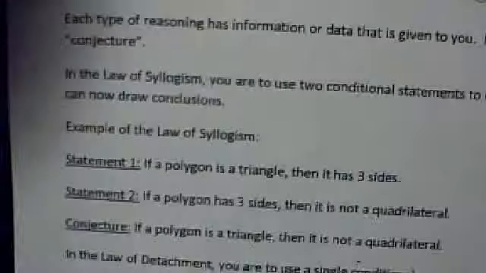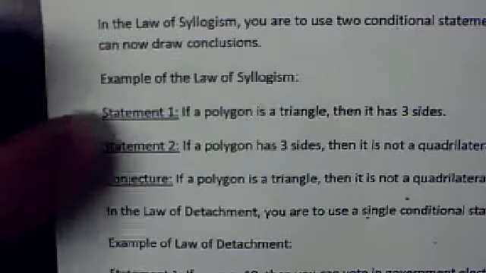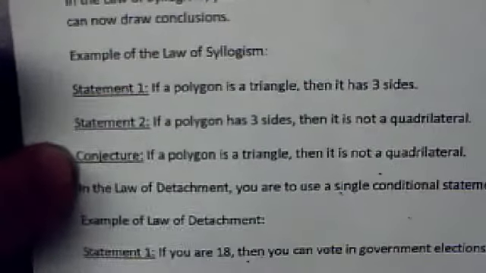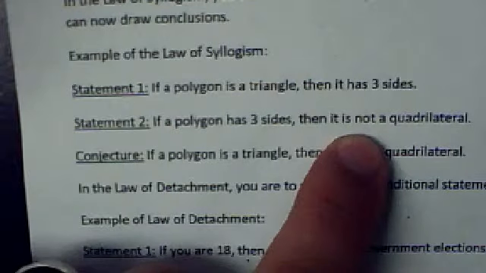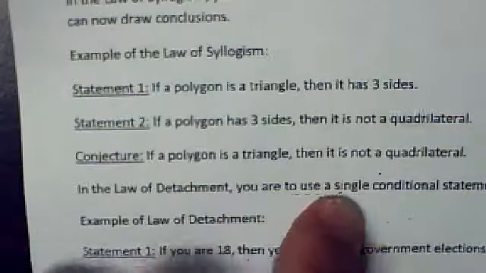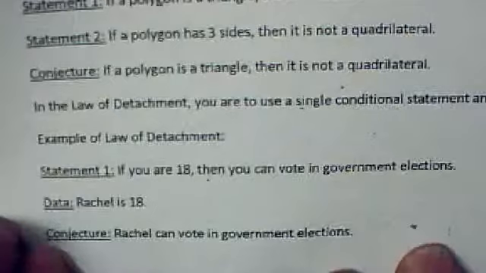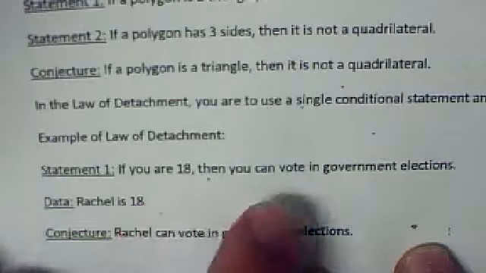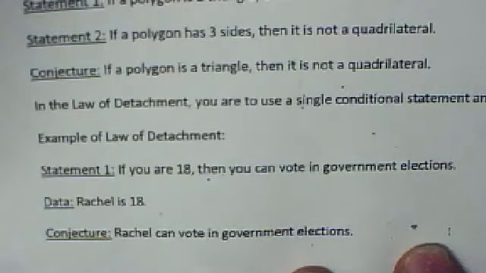On the bottom of the notes down here, you have different examples. Here we have an example of the law of syllogism showing that we have two statements given, two if-then statements, and then a conjecture drawn that combines the hypothesis of statement 1 with the conclusion of statement 2. So if a polygon is a triangle, then it is not a quadrilateral, is my final conjecture based on these two statements. Then my law of detachment is using a statement, if you are 18, then you can vote in government elections. Rachel is 18. That means Rachel can vote in government elections. So that is law of detachment being used.